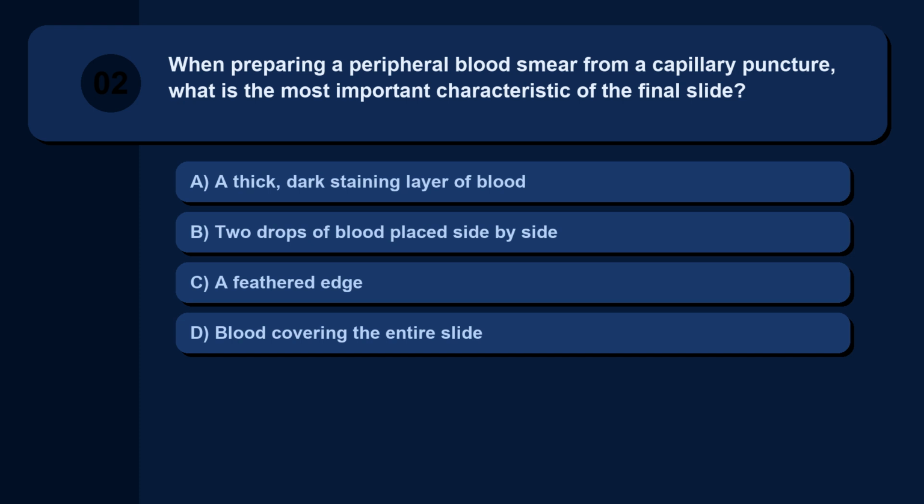A feathered edge provides a thin layer of evenly distributed cells, allowing accurate microscopic examination and differential counts without overlapping cells.